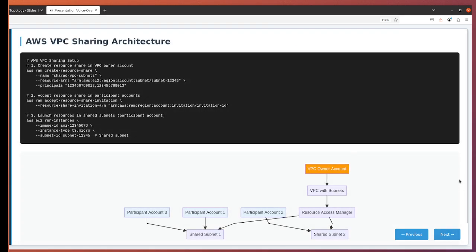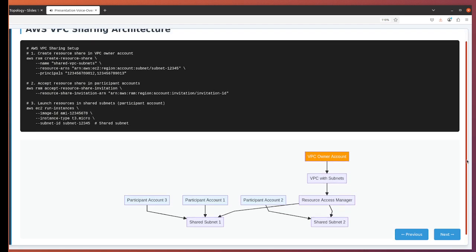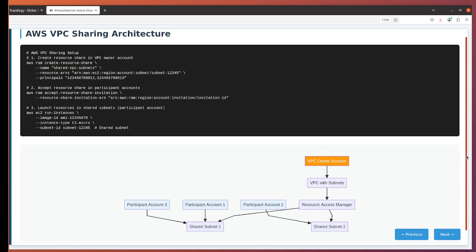AWS VPC Sharing Deep Dive. AWS calls their solution VPC Sharing, and it's beautifully simple. You designate one account as the VPC owner. This is your central networking account. Then you share specific subnets with participant accounts using AWS Resource Access Manager, or RAM. Notice I said subnets, not the entire VPC.